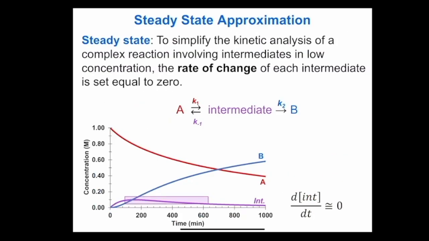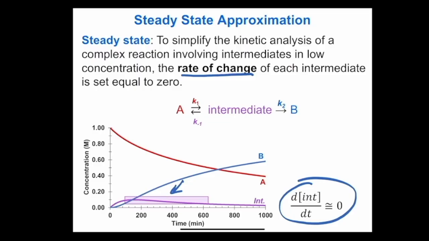Now what that looks like in terms of the reaction profile is like this. A is going away, product is coming in, but if you look at the intermediate over time, it's kind of staying level. So we're making an assumption that in this time right here, the concentration of the intermediate, the rate of change of that intermediate, d intermediate dt, is equal to 0. So we're not saying that there is no intermediate, we're saying it's a straight line with respect to concentration.